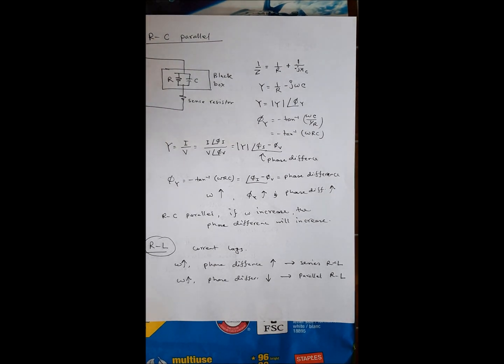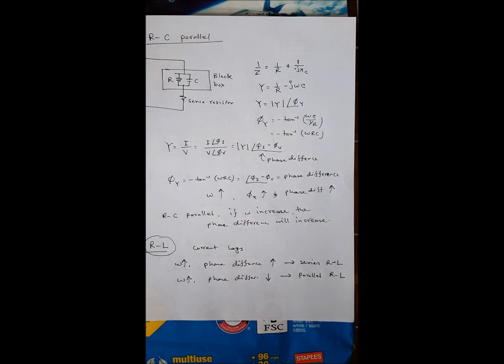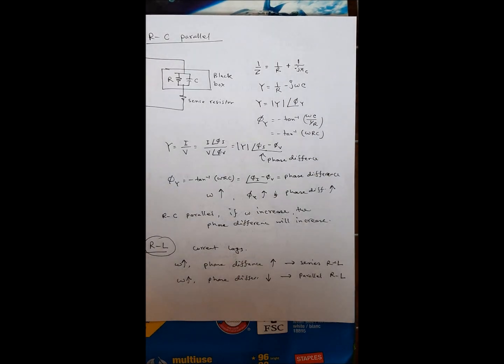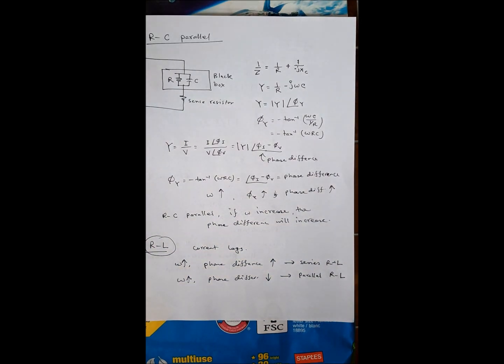So if you see current leading, that will be capacitive circuit. If voltage leading, that is inductive circuit. And you have to see how the frequency change affects the phase angle. So if the frequency increases for RL circuit and phase difference also increases, that is called RL series. If the frequency change causes the phase difference to decrease, then it will be RL parallel circuit. Similarly for RC circuit, if the frequency increase causes an increase in phase difference, this will be RC parallel. If it causes phase difference to decrease, that is RC series circuit.